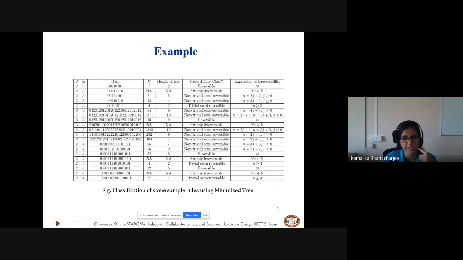So these are some examples of classification of CAs using the minimized tree. If we draw the minimized tree, we can not only classify the CA, we can also get the expression of reversibility, that is, when it is going to be reversible. For reversible CA, this set is going to be empty. For non-trivially semi-reversible CA, we will get some expression which gives you the n's for which it will be irreversible.